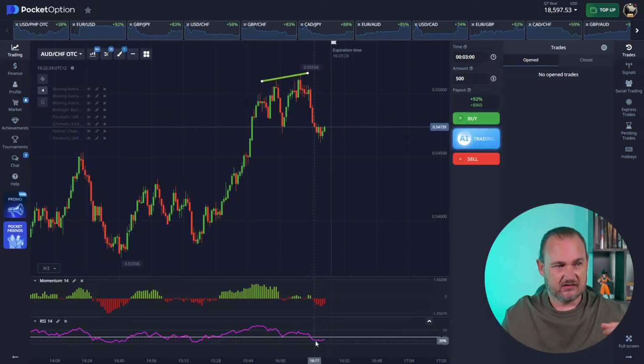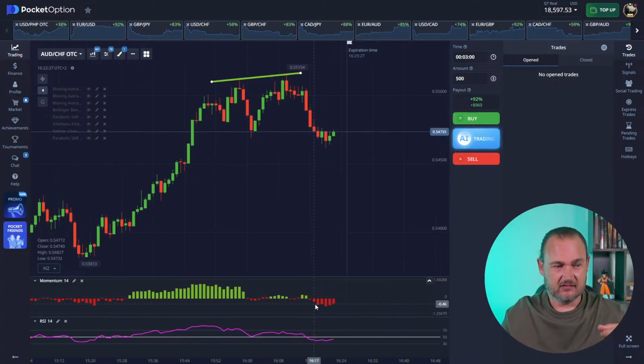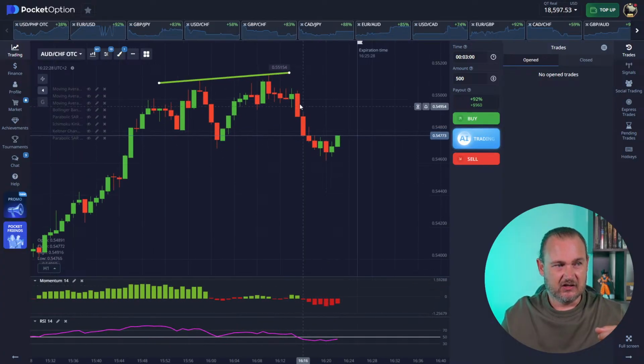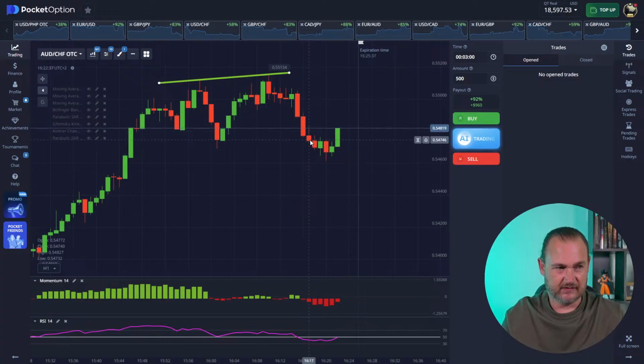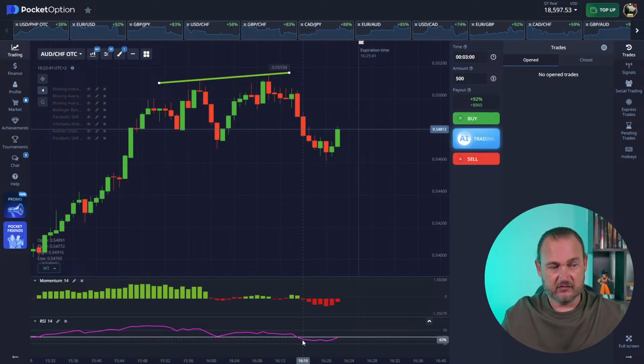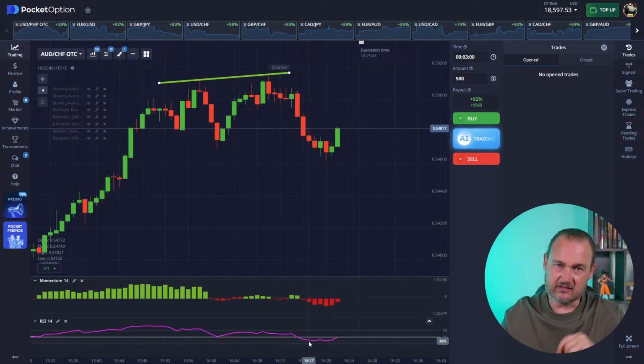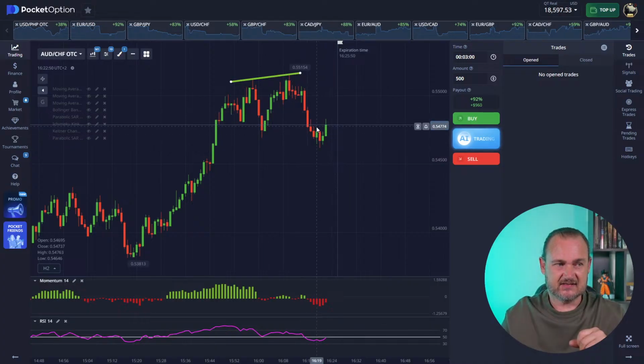We could have waited for the second candle. Let's zoom in a little bit. We could have waited for the second candle, this candle here, and also take a 3-minute sell. This would have been a good trade as well, the close of that candle there. But we did get confirmation that the RSI broke through the 50 line, and at the same time the momentum switched bearish, and this happened right after bearish divergence on the momentum indicator. So this is a sell I would have taken.